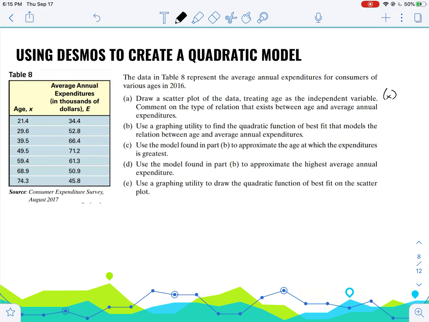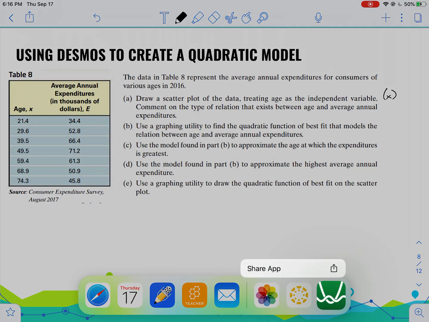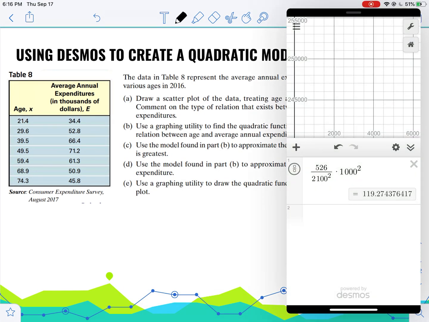Like we did with our linear equations, I'm going to show you how to do that with a quadratic equation. Then we're going to use the model that we get from Desmos to approximate the age at which the expenditure is the biggest, which, since this is a quadratic model, would be at the vertex. We also want to figure out the highest average annual expenditure. And then we're going to draw the quadratic function of best fit on our scatter plot. So let's do this on Desmos.